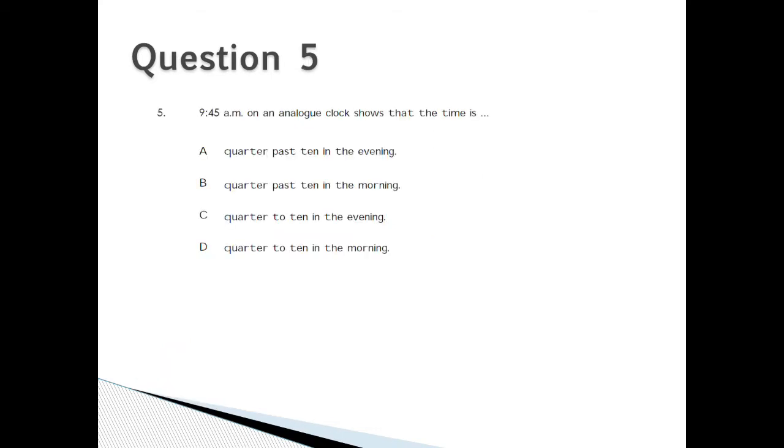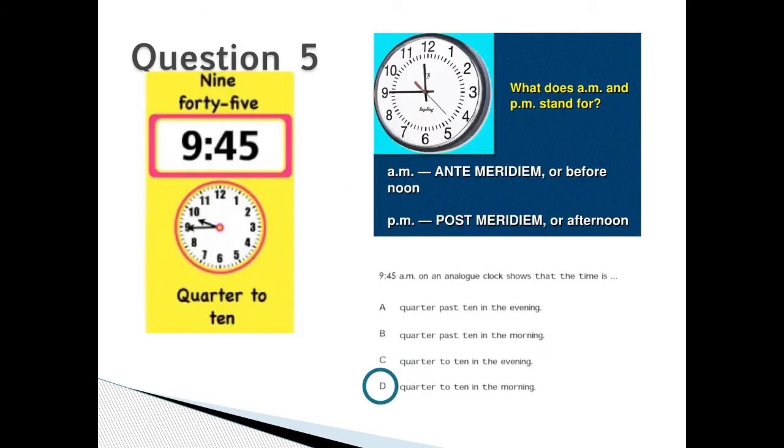9:45 a.m. on an analog clock shows that the time is what? 10:15 in the evening, 10:15 in the morning, 10:45 in the evening, or 10:45 in the morning. The correct answer is D, 10:45 in the morning. Did you know that AM stands for ante-meridian or before noon, and PM stands for post-meridian or afternoon?